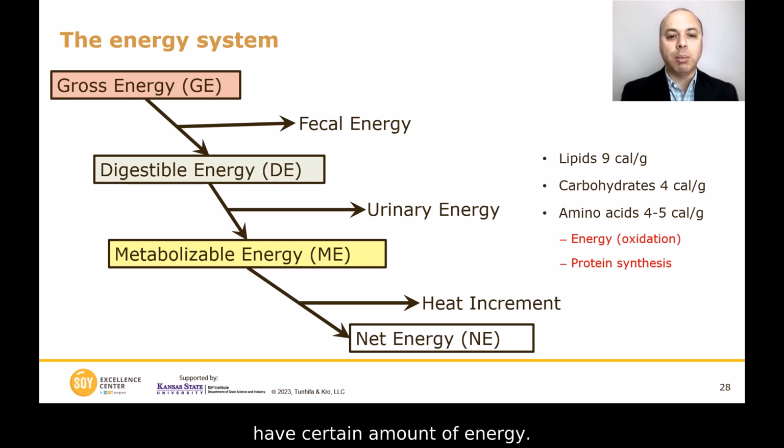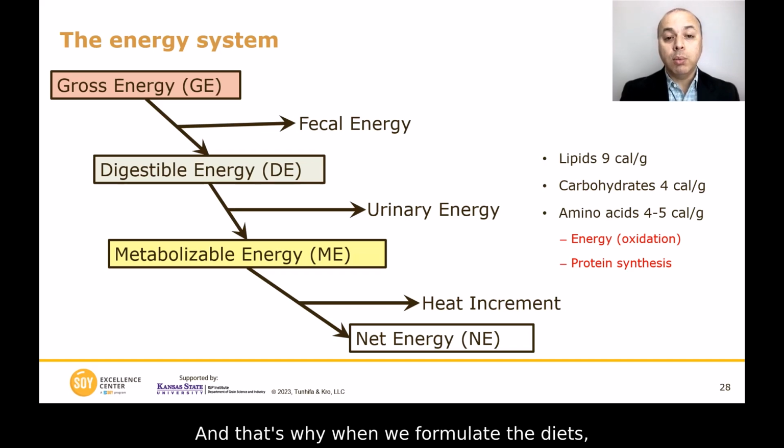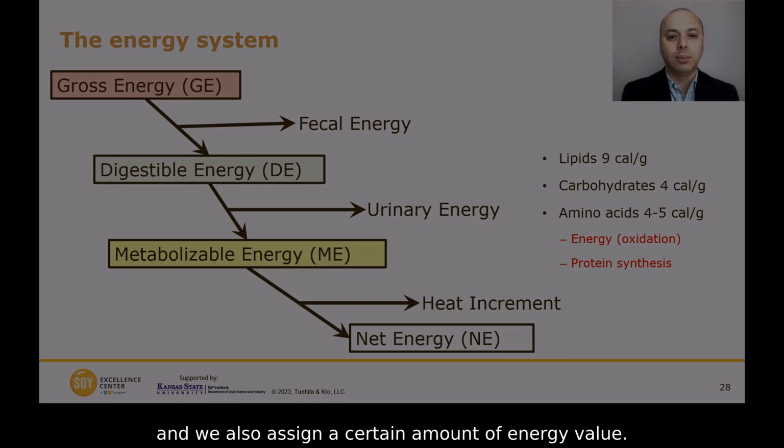So energy from amino acids could be accumulated as protein synthesis, and the molecule itself, the amino acids by themselves, have a certain amount of energy, and we know the amount of energy for each particular amino acid. And that's why when we formulate the diets, and even when we use crystalline amino acids, we use a certain amount of amino acid, and we also assign a certain amount of energy value.